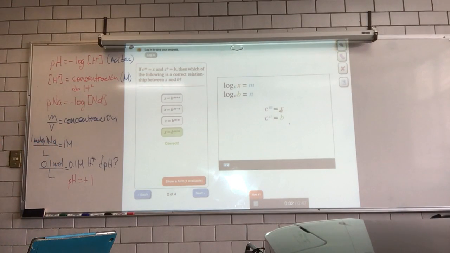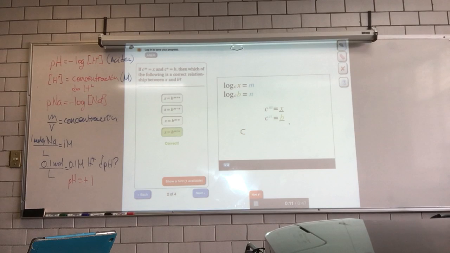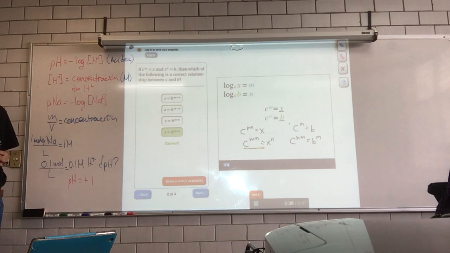Let's start by setting some expression involving x equal to some expression involving b. Well, they're both equal to c to some power, but not quite, but we can change that. Let's start with c to the n equals x. Let's raise that to the mth power. This gives us c to the nm equals x to the m. Now we can look at the second equation, c to the m equals b. Let's raise both sides of this to the nth power. So we have c to the m times n equals b to the n. Notice that these two things are now equal. So we can say x to the m equals b to the n.